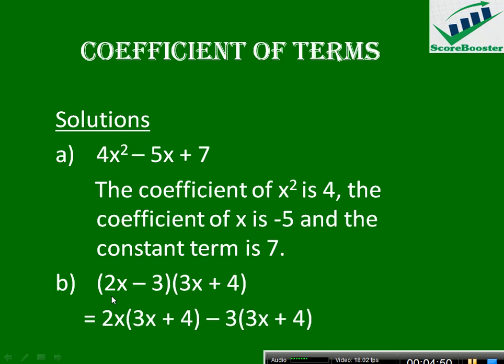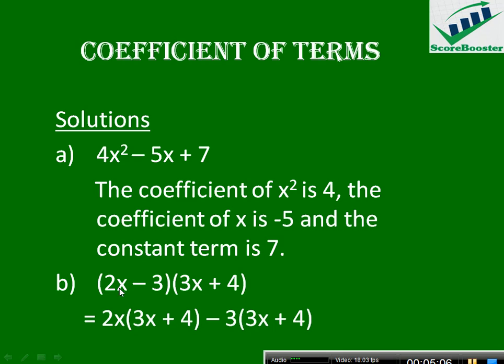And if you want to multiply this out, you take the first term in the first bracket, we need to multiply the whole of the second bracket, and then you take the second term in the first bracket, which is minus 3, to multiply the whole of the second bracket.